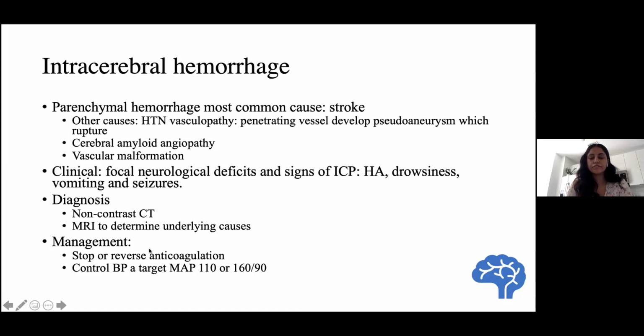Management is, if they're on any type of anticoagulation, to stop or reverse it, and blood pressure control is very important for these patients. This is a little bit more advanced, maybe like Step 3 material, but something to start thinking about as you are studying. You can solidify that as you move throughout the years.